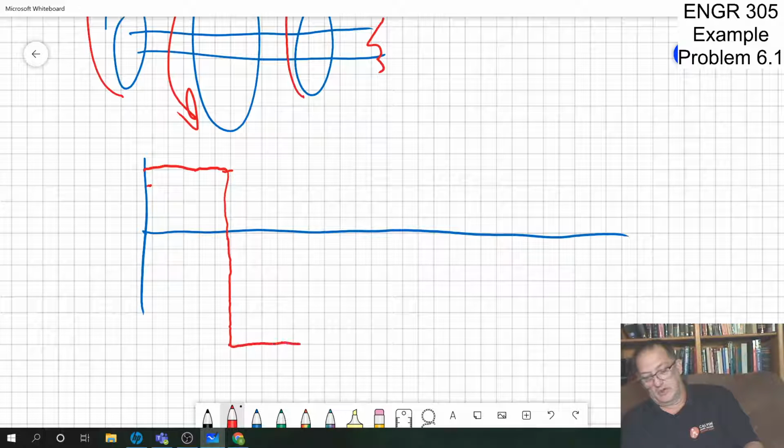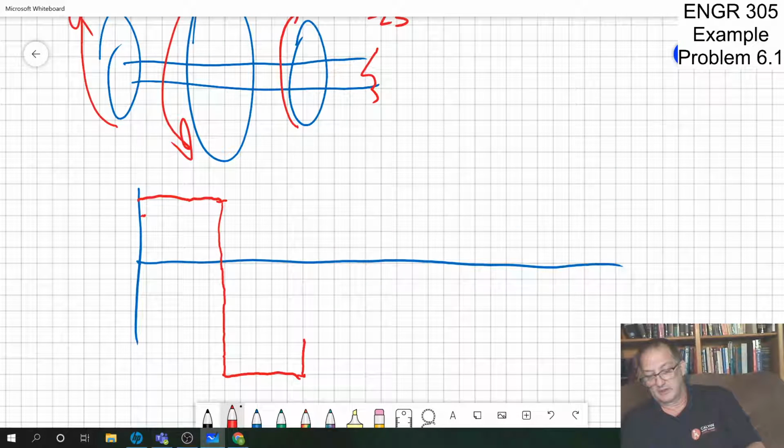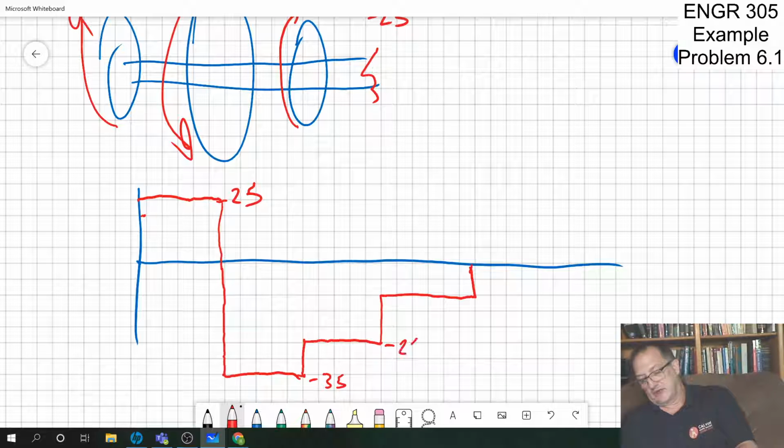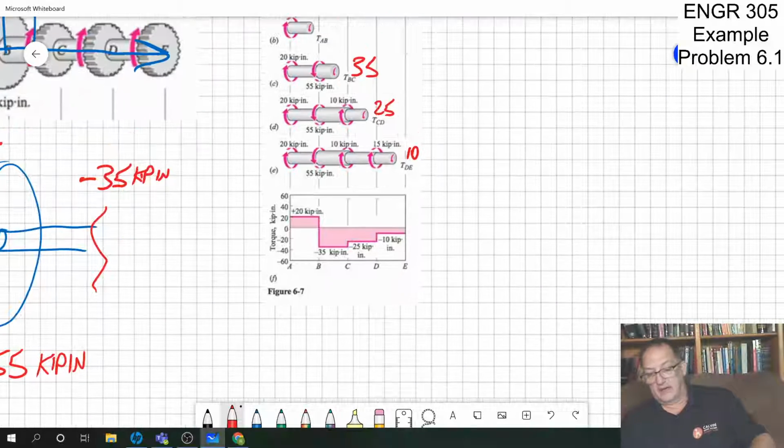And then I'm going to go, I don't know how many bars is this, 5-ish. And then my next one, I picked up 10, so I had to go to minus 25. Yep, and then I ran another little ways. And then I think I picked up 15. And then I picked up 10. So this is 20, minus 35, minus 25, minus 10. And this is A, B, C, D, E. And that's what their diagram here is.